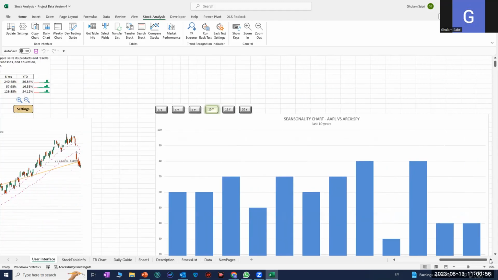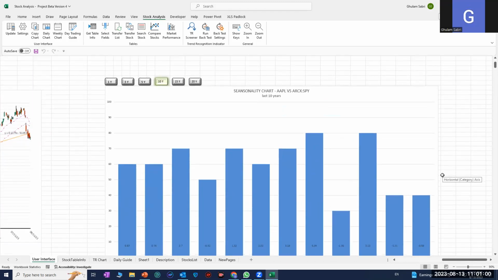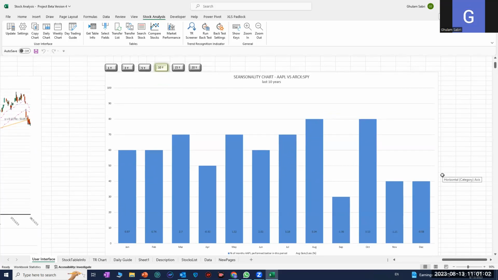One very handy chart on your right is seasonality. Now Apple is being compared with the broader market, the SPY ETF. You can see that August generally is a better month for Apple, but starting from the middle of August, Apple starts to struggle. September, over the last 10 years, only 30% of the time was Apple better and beat the S&P 500, but 70% of the time it lagged the broader market. So these are the weaker months for Apple and the tech sector.